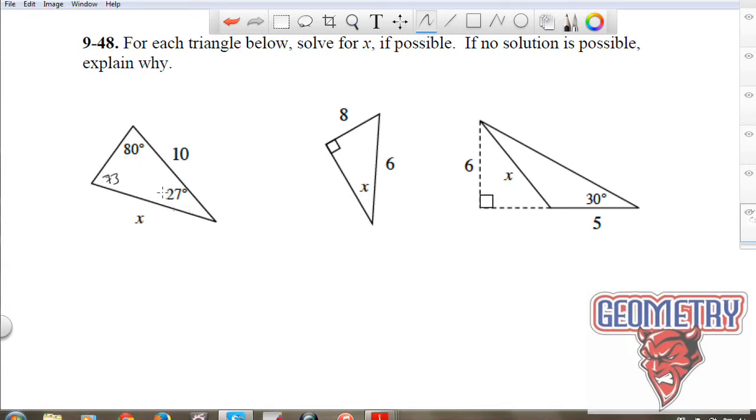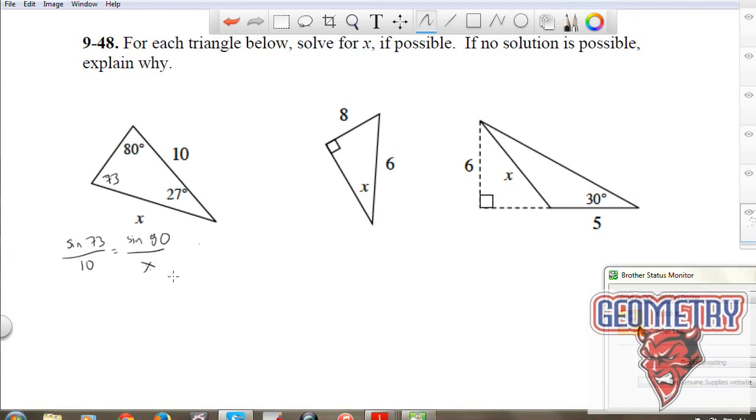Okay, but we can still use the law of sines to find out what x is. So we have the sine of 73 over 10 equals the sine of 80 over x. Let me cross multiply here. So 10 times the sine of 80.